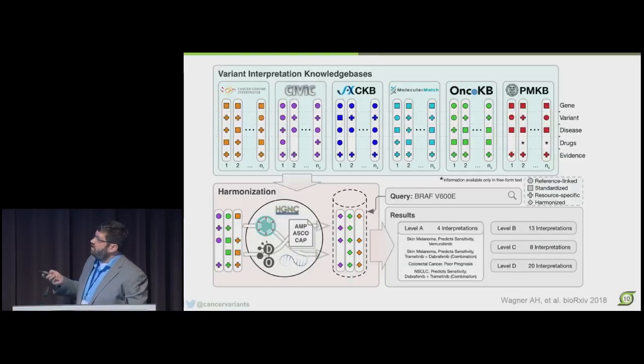Our goal was to take all of these elements and harmonize across them using well-known and recently emergent standards, such as the AMP-ASCO-CAP guidelines for somatic classification of variants, and provide a harmonized data store onto which we could make queries and return a partitioned list of results in a decreasing order of clinical significance or interest.